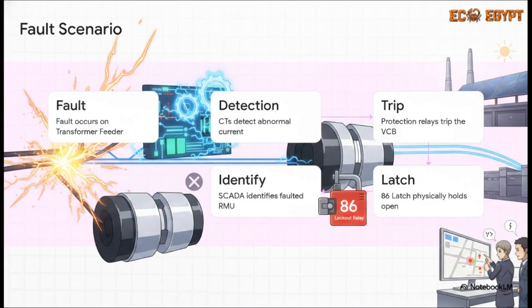But then, boom, a fault occurs on the transformer feeder. Instantly, the current transformers detect an abnormal current spike. They signal the protection relays, specifically the ANSI 50, 51, or 51G relays. The relay fires a trip command, the VCB opens, and the 86 latch activates, permanently locking that breaker open so it can't accidentally reclose. Meanwhile, the loop feed routes power to other stations, and SCADA immediately flags the exact faulted RMU for the control room.